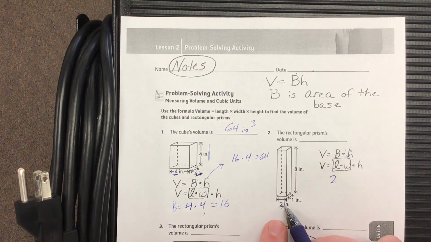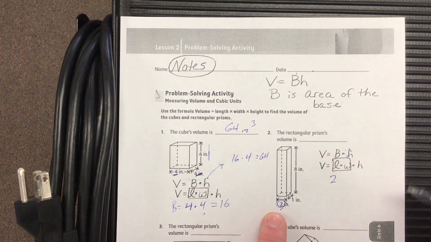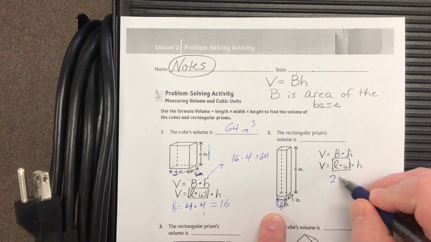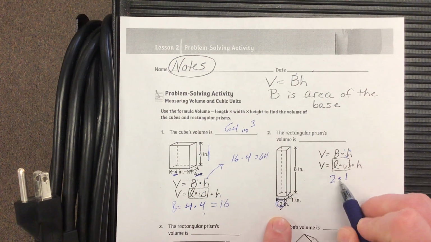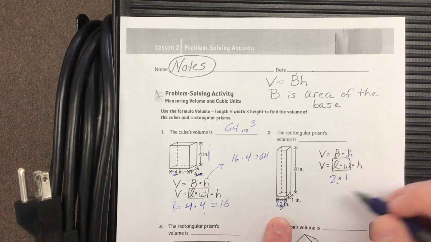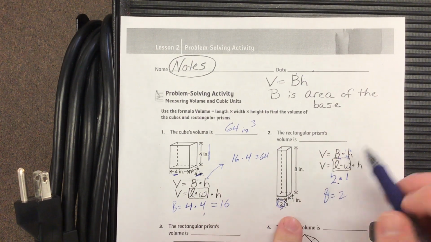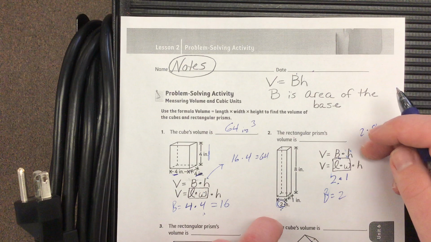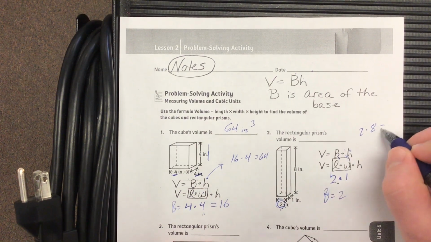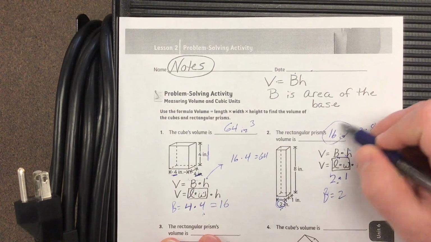All right, so our length is 2. What's our width then? 1. So what's our base? Area of our base, 1 times 2, which is 2. So B equals 2. Now, to find our volume, we have to take our base times our height. What's our height? 8. So 2 times 8 is 16. So our volume is 16 what? Inches cubed.